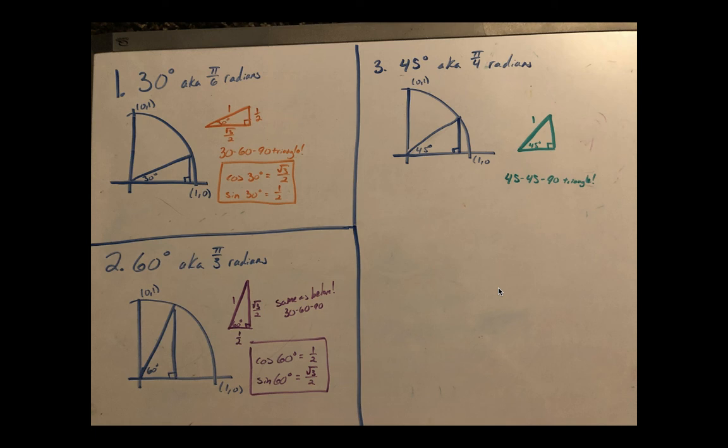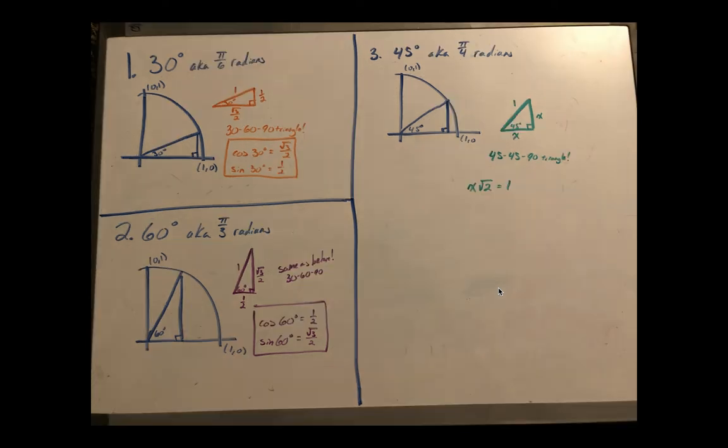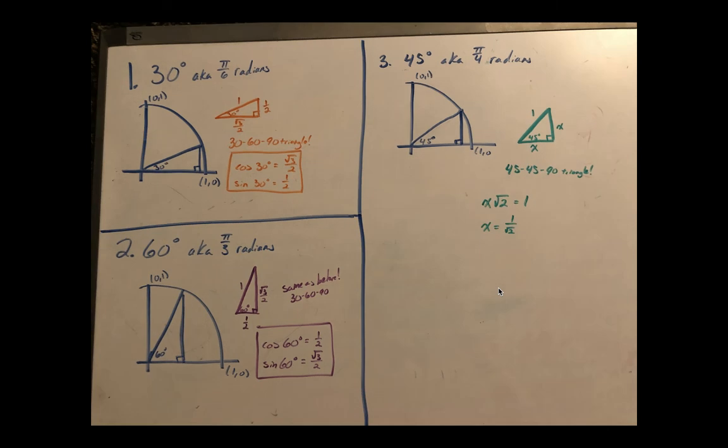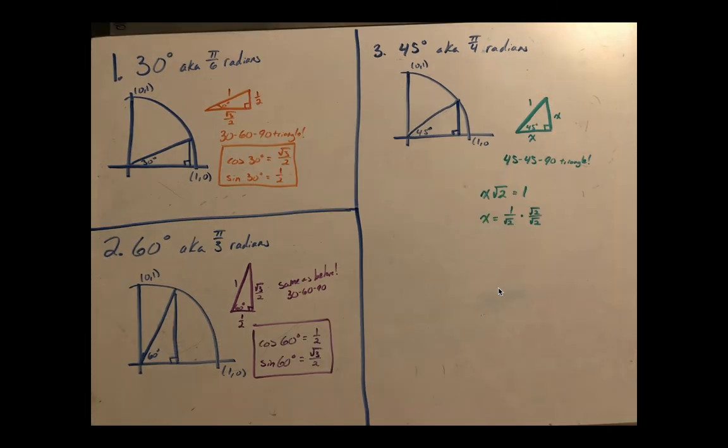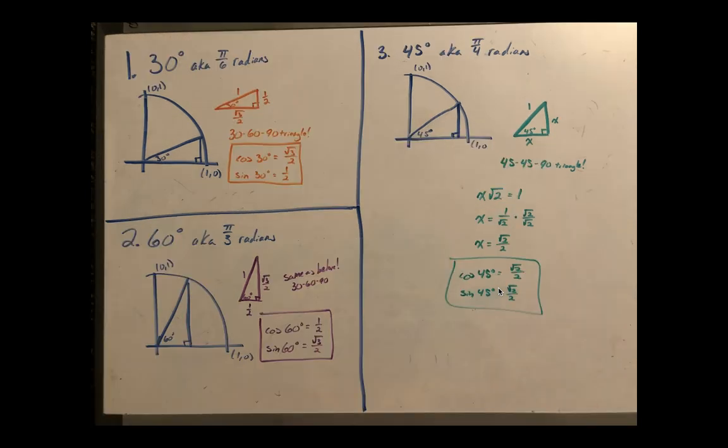Because it's a 45, 45, 90 triangle, both of those legs are the same length. We'll label them x. And we know that whatever x is, x times the square root of 2 equals 1. So x is 1 over the square root of 2, multiplied by root 2 over root 2 to rationalize the denominator, and we find that x equals square root 2 over 2, which means that both the horizontal and the vertical leg in this triangle are square root 2 over 2. So the cosine and the sine of 45 degrees are both square root 2 over 2.